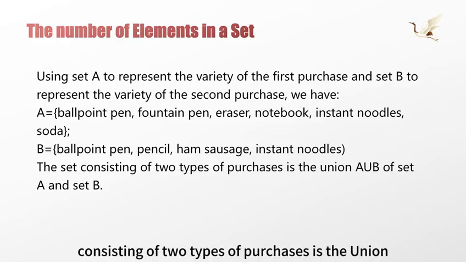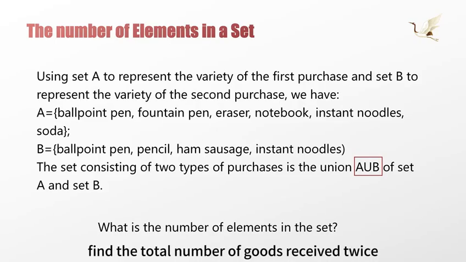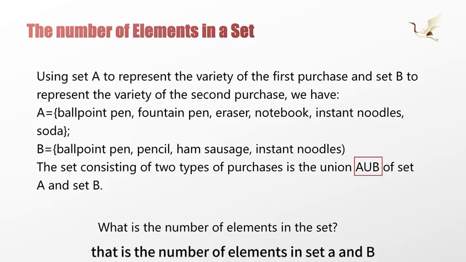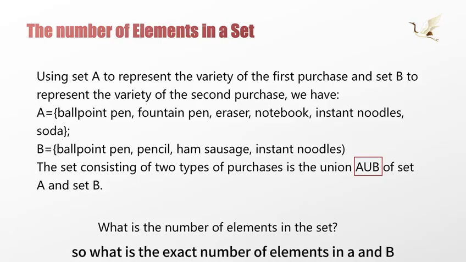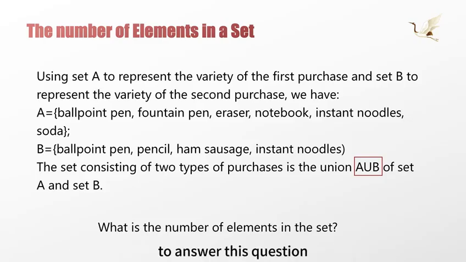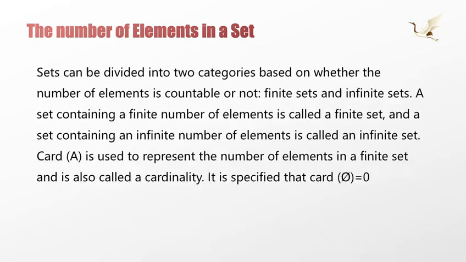The set consisting of the two purchases is the union A ∪ B of sets A and B. Finding the total number of goods received twice means finding the number of elements in A ∪ B. So what is the exact number of elements in A ∪ B? To answer this question, we first need to understand the definition of the cardinality of a finite set, card A.